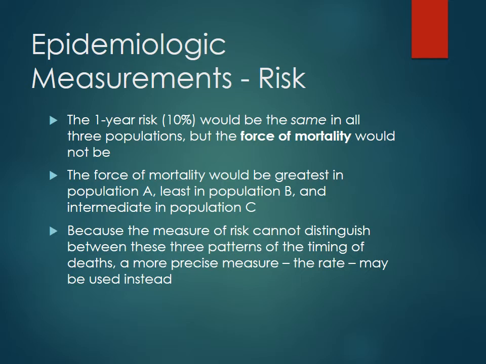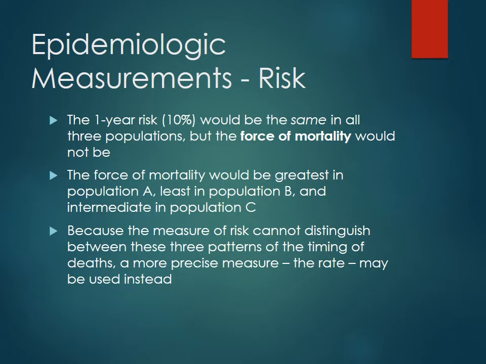So when we do that calculation, we'll see that the force of mortality would be greatest in population A. We're going to see that the least in population B, and then it will be intermediate in group C. Just keep that in mind, and we'll see how that actually calculates out in just a minute. Because the measure of risk cannot distinguish between these three patterns of the timing of deaths, a more precise measure, or the rate of mortality, may be used instead.